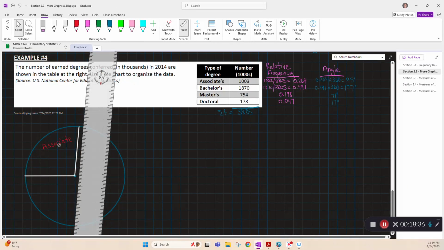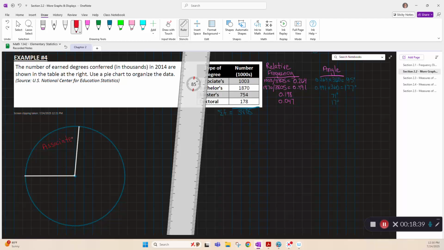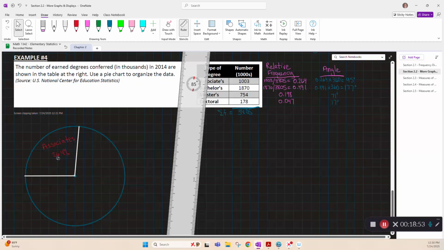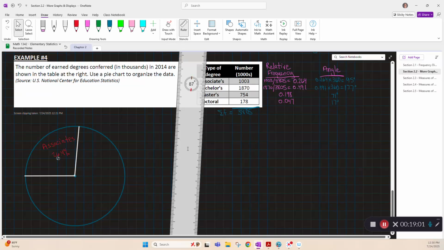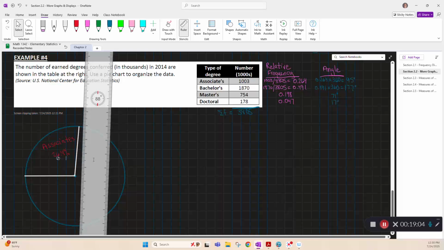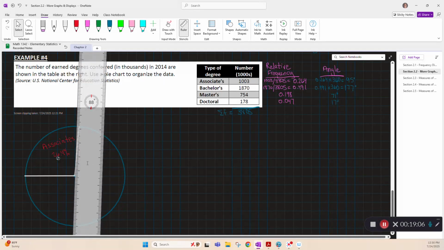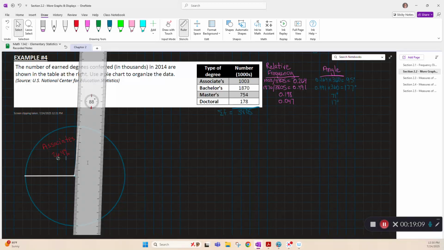Yeah, let me get this ruler out of my way. Associates, and it's roughly 26.4%. Okay, and then I get the bachelors. Now the bachelors is just a hair shy of 180 degrees. So it's a hair shy of a perfect line.